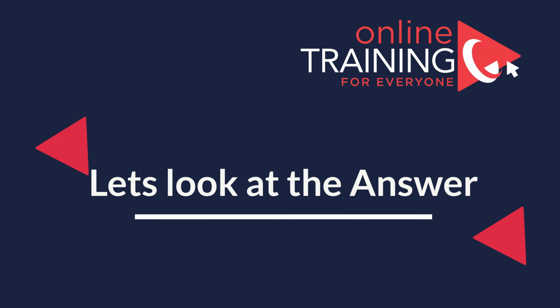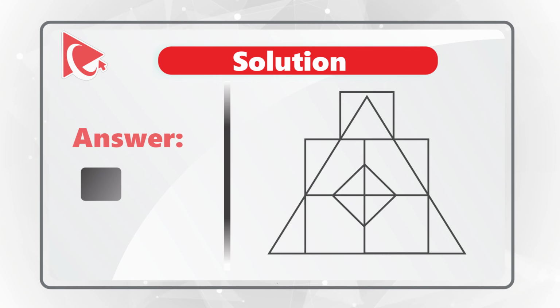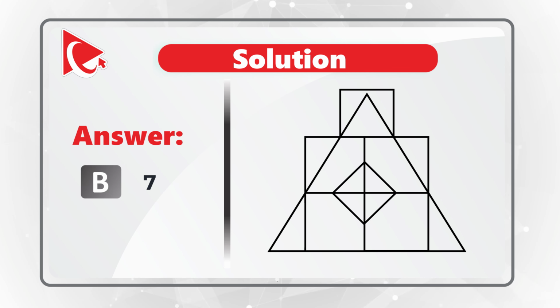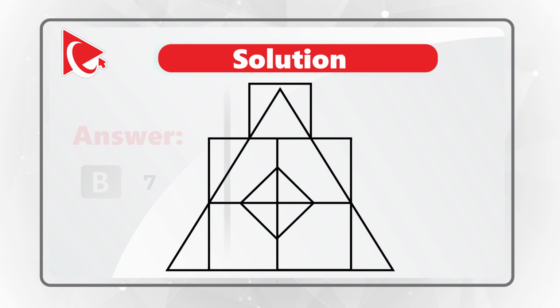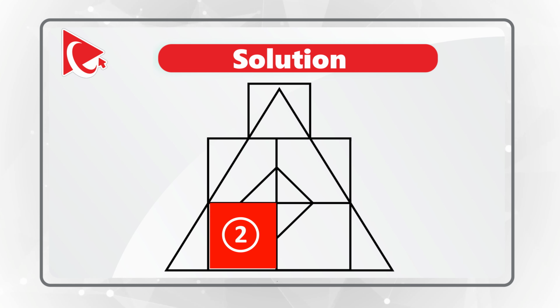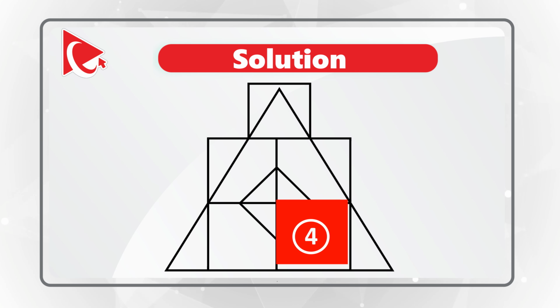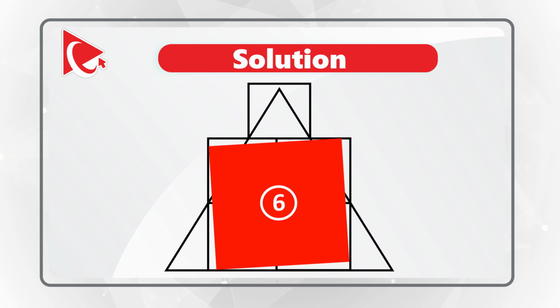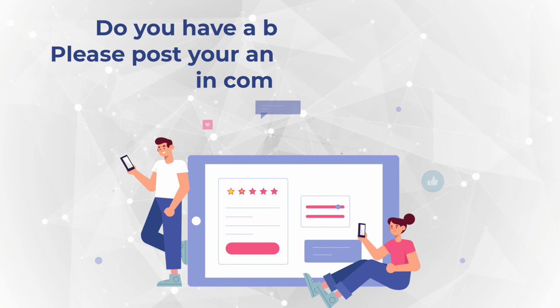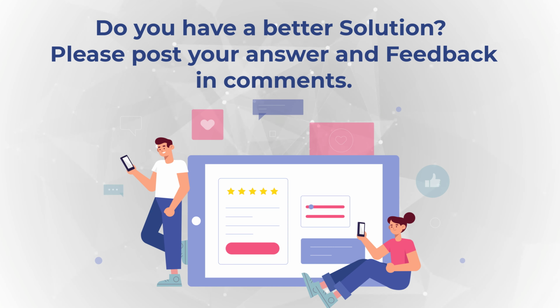Let me show you the final answer. I counted 7 squares in the picture. Obviously, if you have a different answer, please make sure to post your solution in comments. Here are all the squares. 1, 2, 3, 4, 5, 6, and 7. Do you have a different number? I'm looking forward to your response if you counted more or less squares.